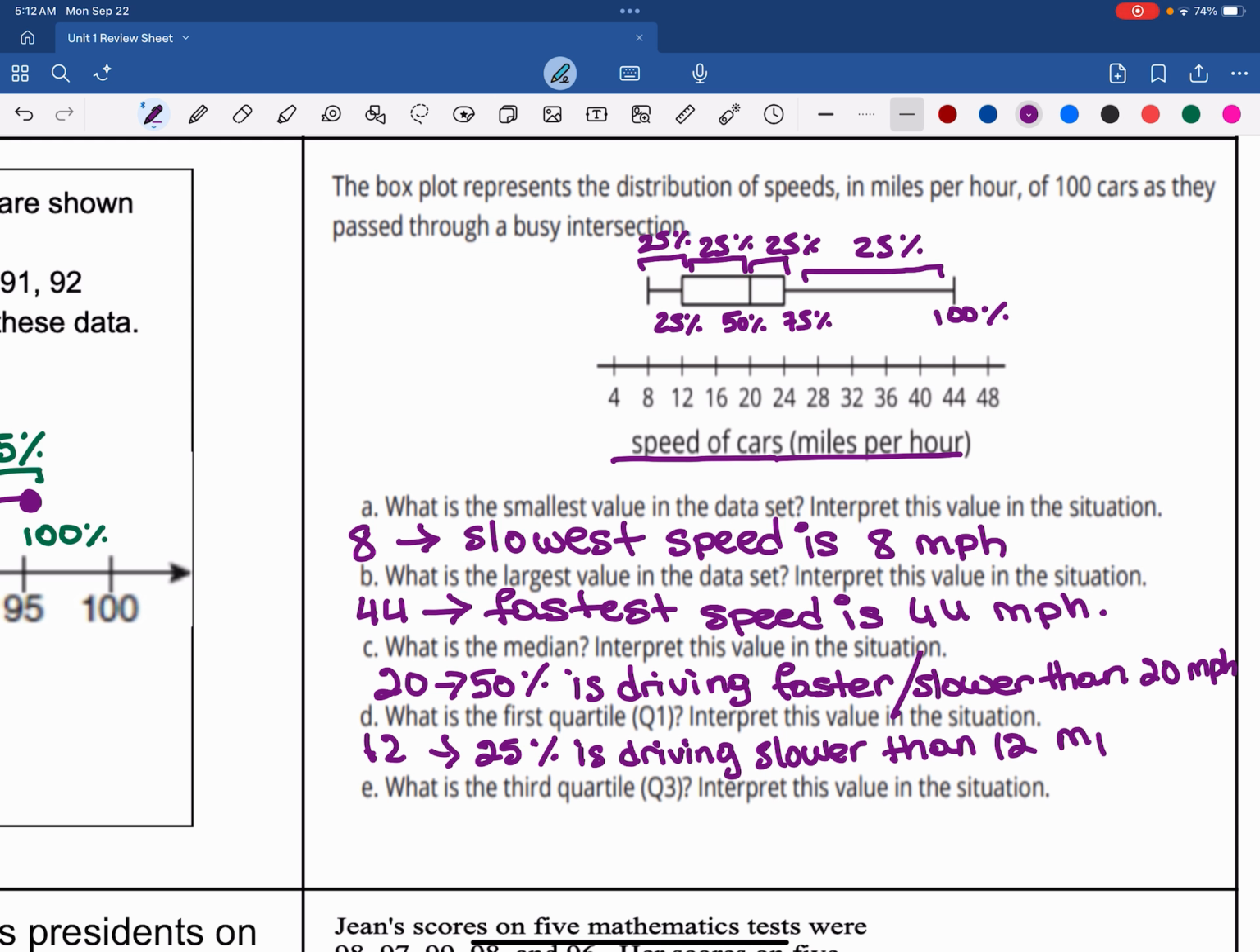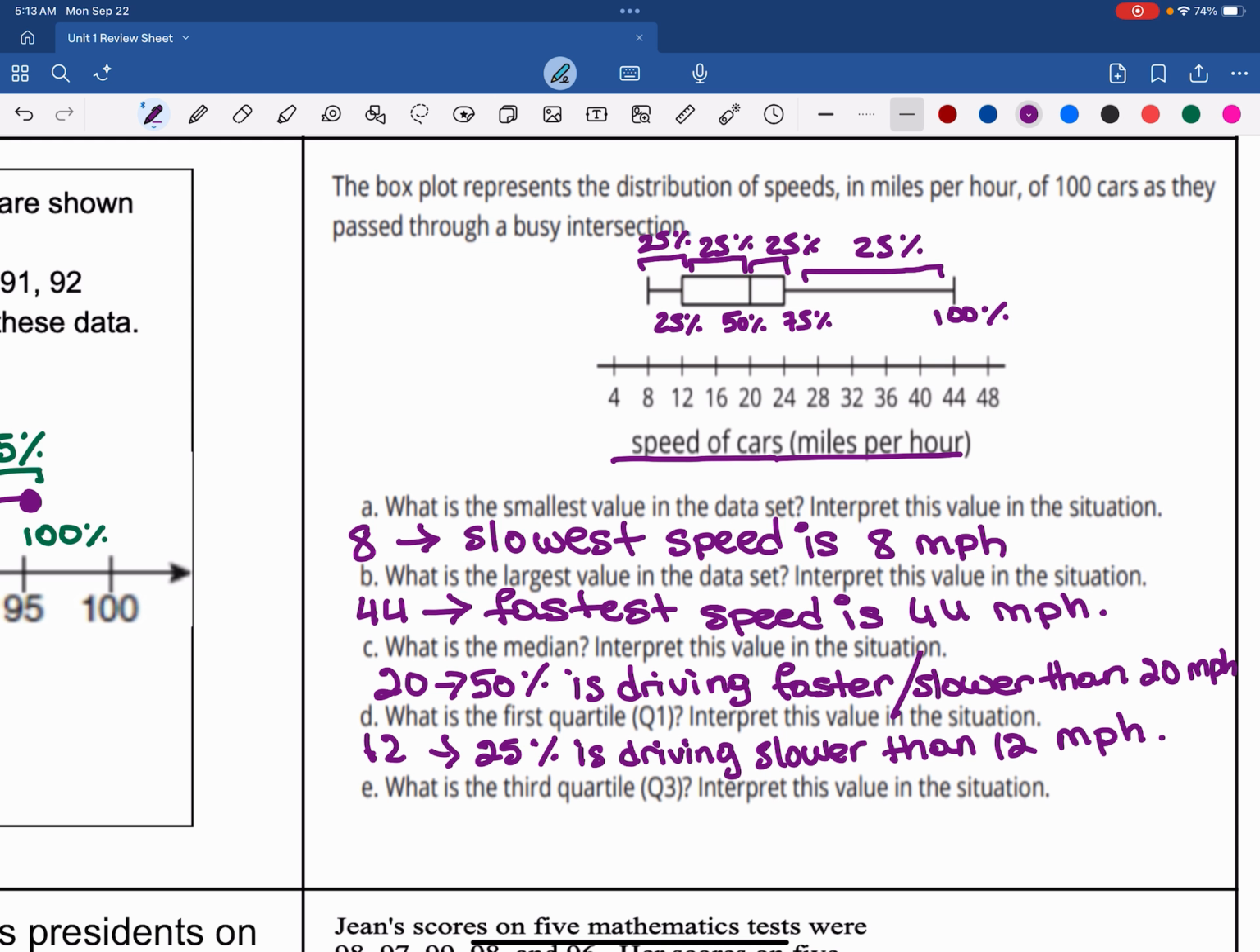12 miles per hour. And then lastly, what is the third quartile? Interpret this value in the situation. So here we know that our third quartile is right here, Q3, which is 24. Again, we can make two interpretations. We can make one for the left side, and we can say 75% is driving slower than 24 miles per hour. Or we can say 25% is driving faster than 24 miles per hour.